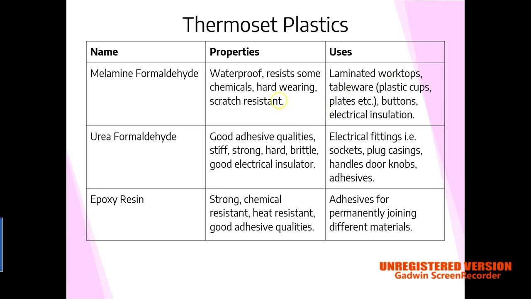Again, buttons, electrical insulation, electrical fittings, you can see why here, heat and electricity. So anywhere where we see that, these are the two good ones to use. Epoxy resin can be used as a glue. So we talk about Araldite as a trade name for epoxy resin. So it can be used as that, but epoxy resin can be used itself.